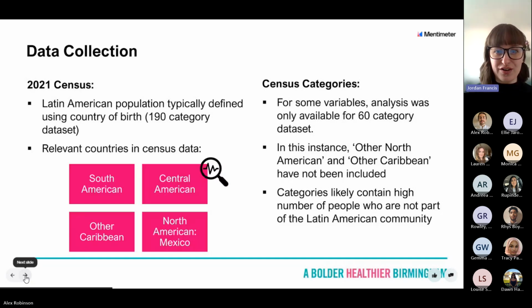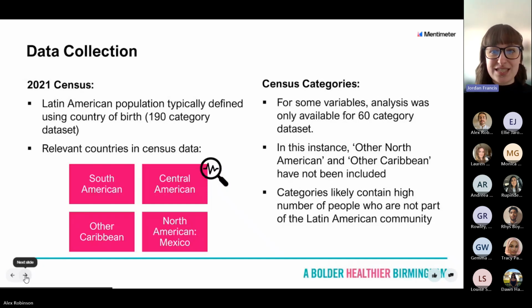Now, within those overarching groups that I've included on the screen, the countries of birth that were specifically included in each are as follows. So the South American category included people whose country of birth was Argentina, Bolivia, Brazil, Colombia, Ecuador, Peru, Uruguay, Venezuela, and then other South America. A lot of the time in the census, it groups those smaller ones together.